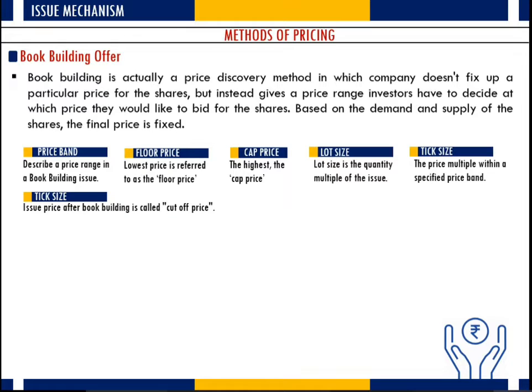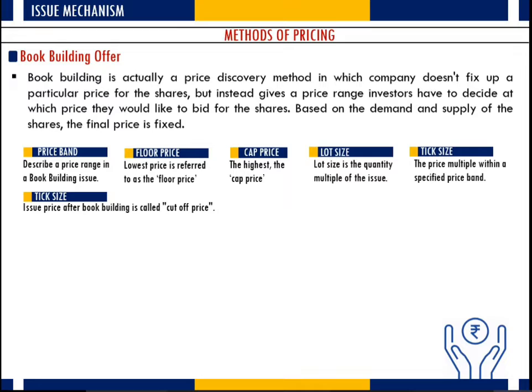So let's say a company is issuing shares and it has come up with a price band of 125 to 140 rupees. That's the price band given to the investors. Now investors have to decide whether they want to bid at 125 or at 140. But do keep in mind, investors do not have an option to bid either below the floor price or above the cap price. They have to bid either at the floor price or at the cap price. These are the options given to them.